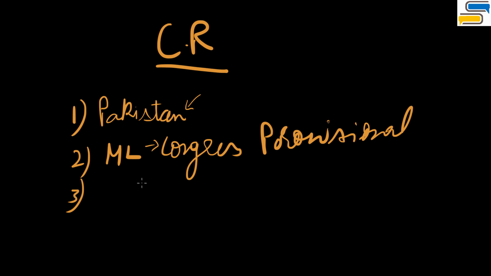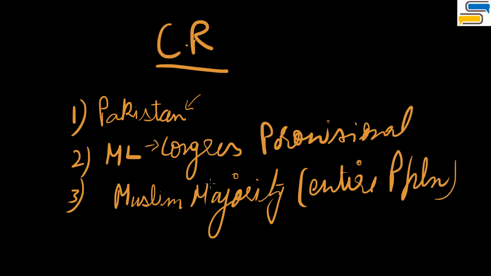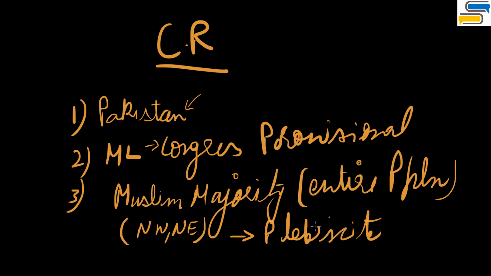Number three, when the war ends, in the Muslim majority areas, the entire population, not just Muslims or just any particular religion, the entire population of the Muslim majority areas, whether it's in any part of the country, whether it's the northwestern part or the northeastern part, both the sides would hold a plebiscite. Now, what will this plebiscite be about? Whether to form or not to form a separate sovereign state, which was later on called Pakistan.